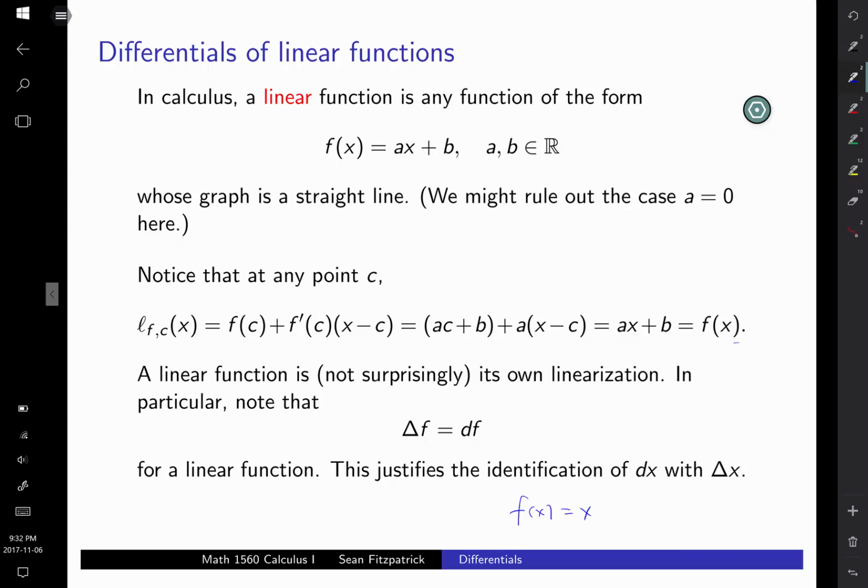Alright, so we're going to do one more video on differentials. We're going to talk about how to use them to calculate error in the next video.